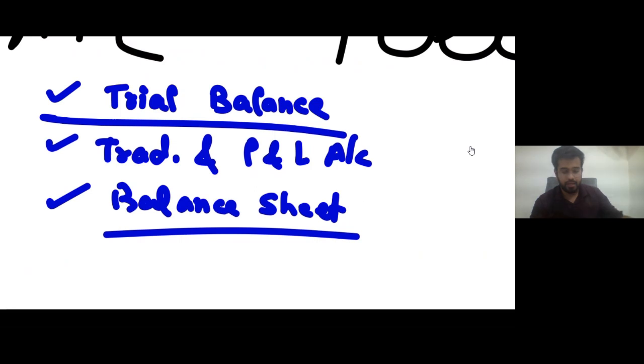So it has three things which we are going to do one by one. First, we will focus on trial balance, that is how to prepare a trial balance. Then we are going to make a trading and P&L account. And lastly, we are going to do the balance sheet.